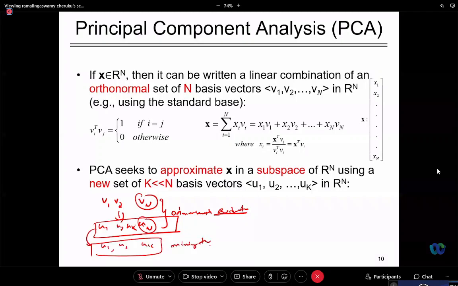So when I am transforming V1, V2, Vn to U1, U2, Un, is there any data loss, guys? When I am changing, is there any data loss? Please think of it. I will address it at the last.